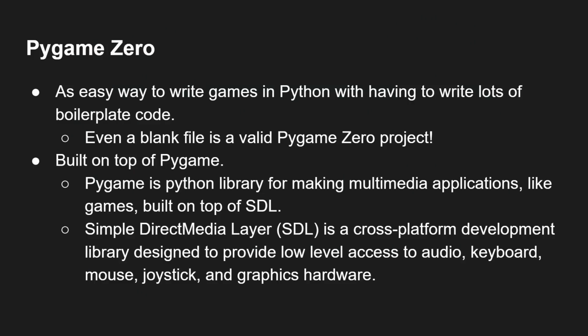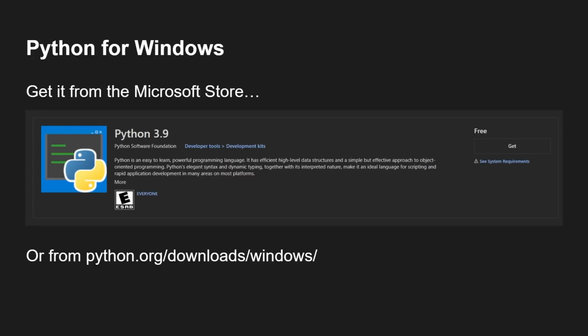Now, Pygame Zero is built on top of Pygame, which is a Python library for making multimedia applications, including games. And it itself is built on top of SDL. SDL, the Simple DirectMedia Layer, is a cross-platform development library designed to provide low-level access to audio, keyboards, mouse, joysticks, and, of course, to graphics. So you've got SDL, Pygame, and then Pygame Zero. So a real rich set of features here, but Pygame Zero really lets you get into it without any kind of steep learning curve.